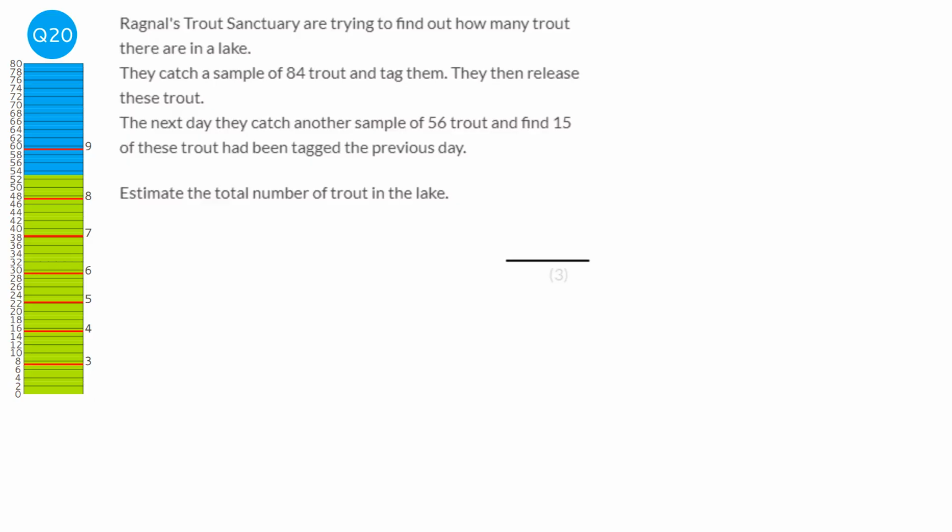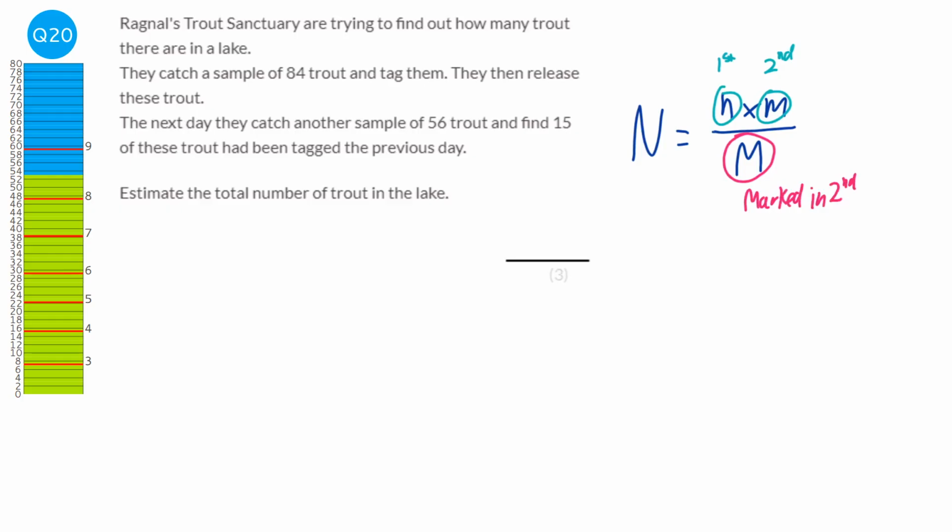Capture-Recapture is a way of estimating total population sizes, and it uses a really nice formula, which is N equals little n times little m over big M. Now, n and m, the little ones, are sample sizes. Okay, so they're the size of each sample, and this big M here is the amount that were marked in the second sample. So n is the first sample, m is the second sample size, and then M is marked, so marked in the second sample, because obviously you're going to mark all of them in the first sample.